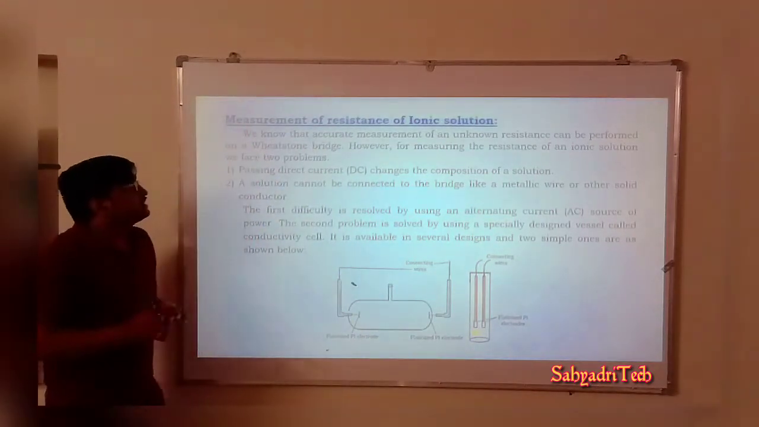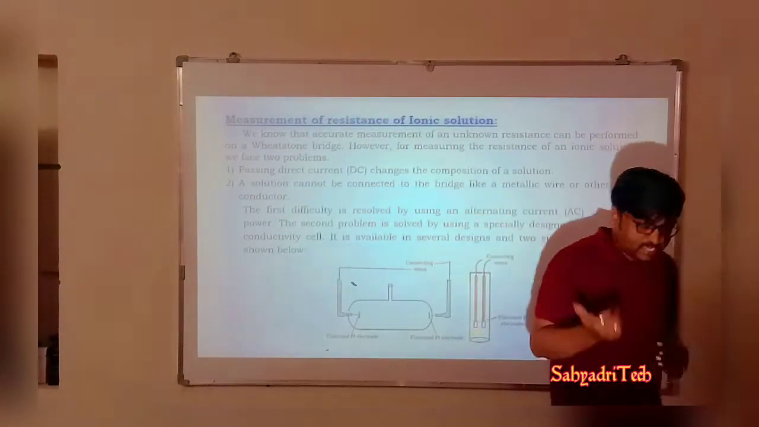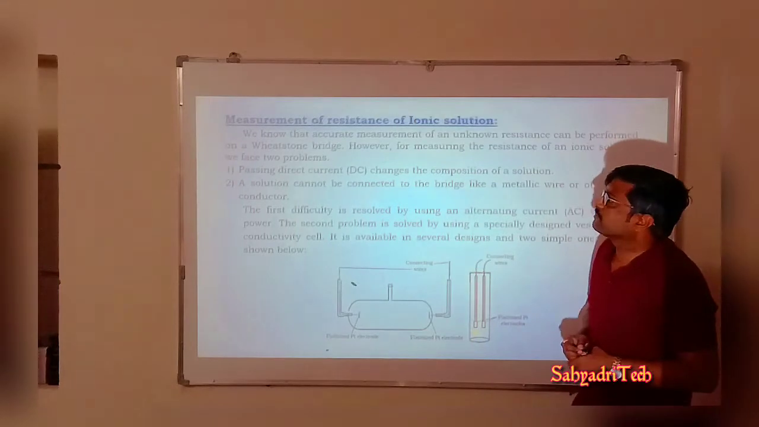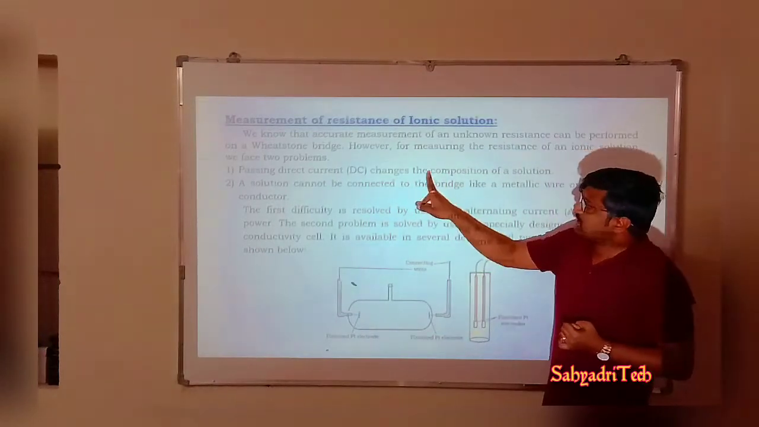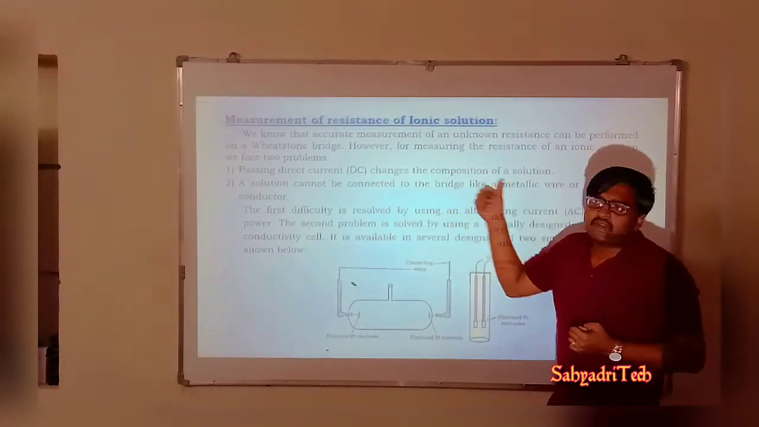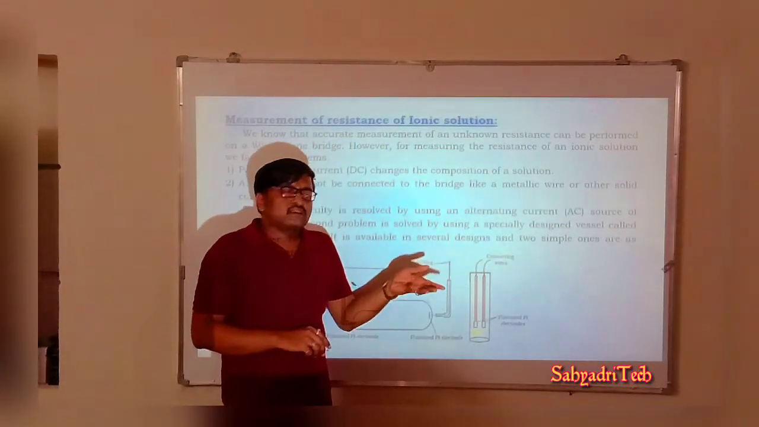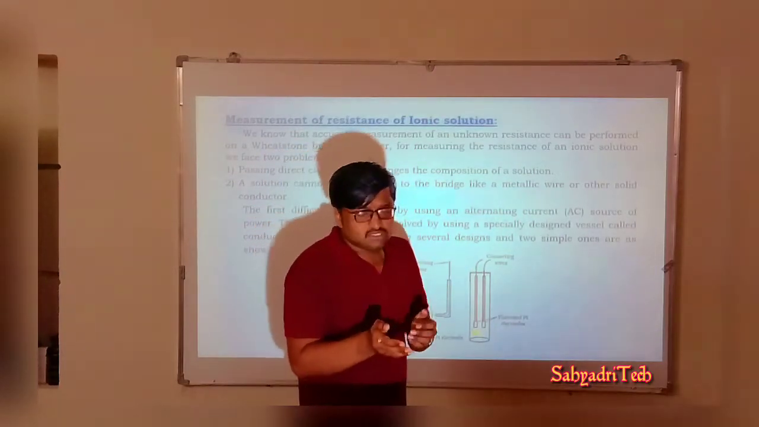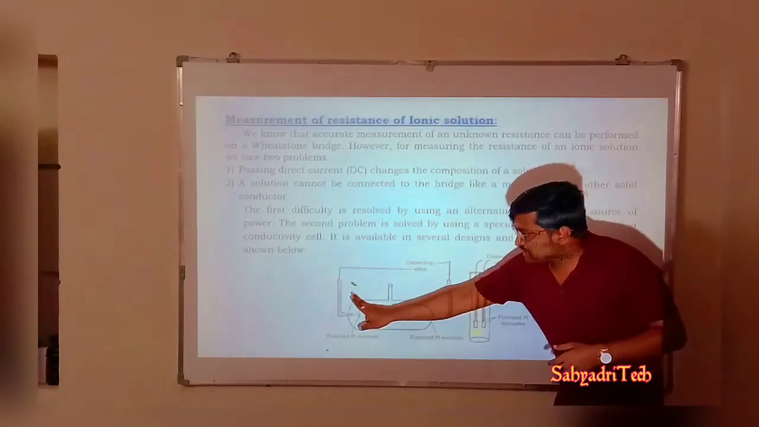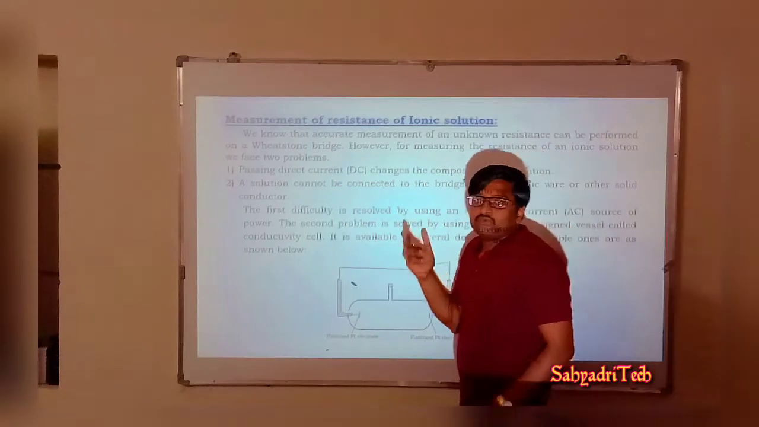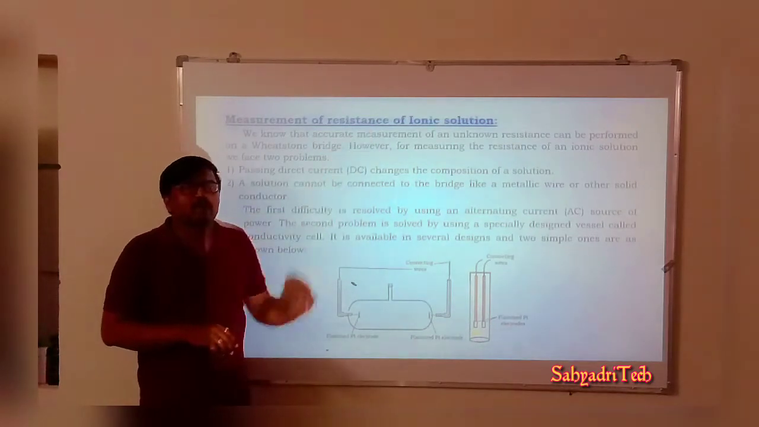So if I want to think of measurement of resistance of ionic or electrolytic solutions, yes, the resistance of that ionic solution can also be measured with the help of a Wheatstone bridge by making two changes. First, instead of using direct current, we have to use alternating current. And second, the solution cannot be connected directly. Instead, the solution whose resistance is to be measured is taken in a conductivity vessel, and the terminals of the conductivity vessel are connected in a Wheatstone network. So that is the measurement of resistance of ionic solution.